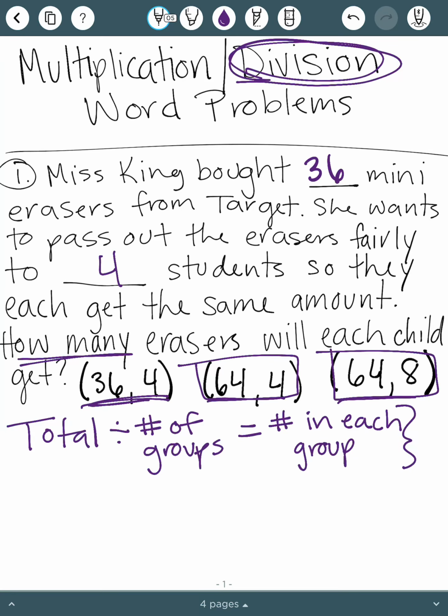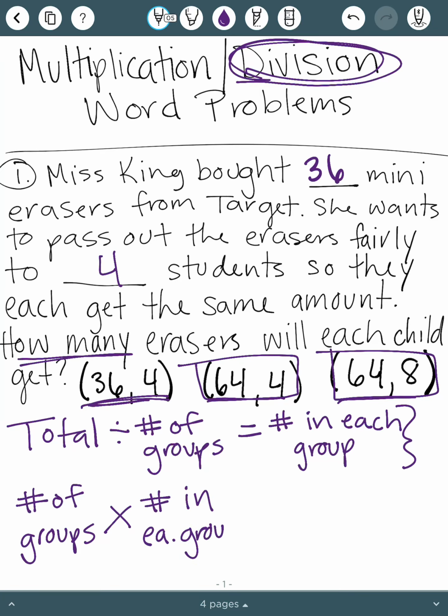And with every division equation, we also want them to write a multiplication equation. So the trick to our multiplication equation is always the number of groups first, multiplied by the number in each group, gives us the total.